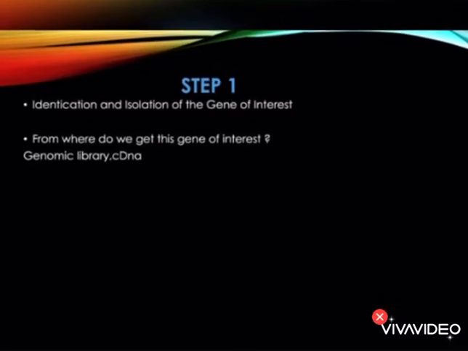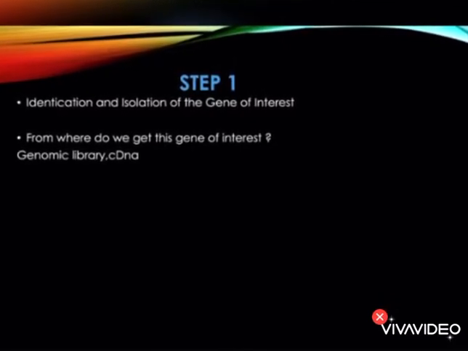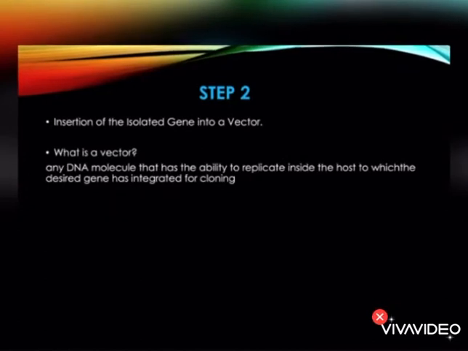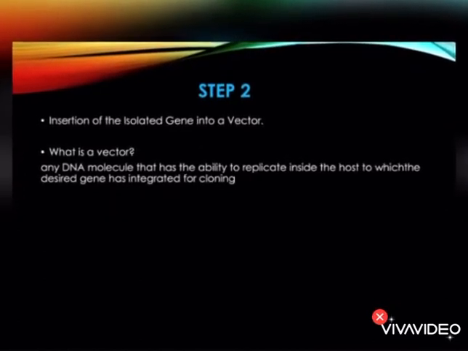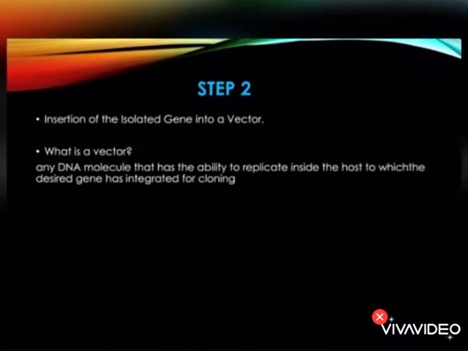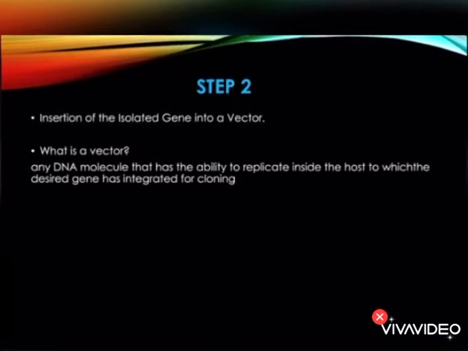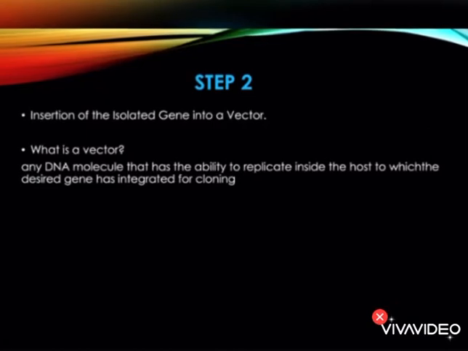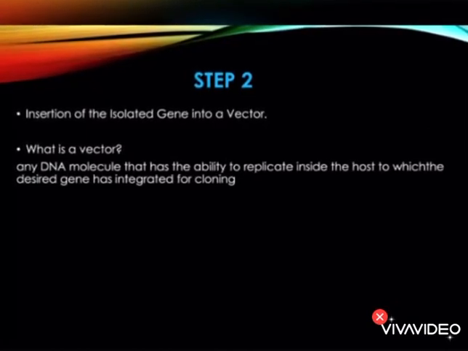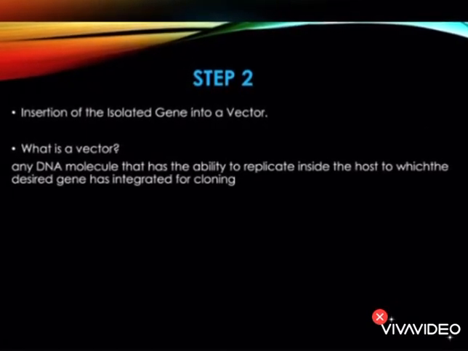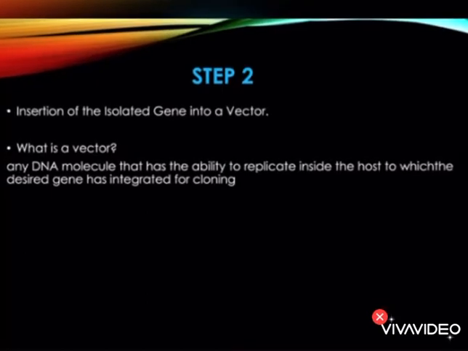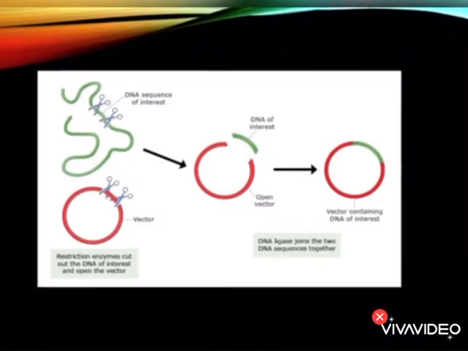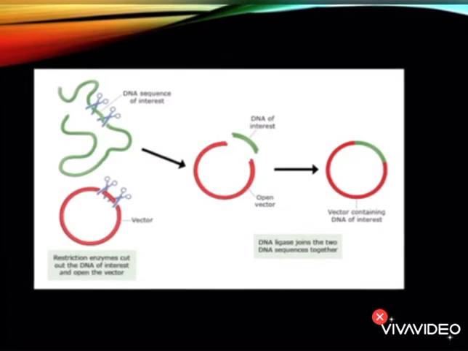Now for step number 2, we have insertion of the isolated gene into a vector. What is a vector? A vector is any DNA molecule that has the ability to replicate inside the host to which the desired gene has been integrated for cloning. Now, this diagram illustrates step number 2.